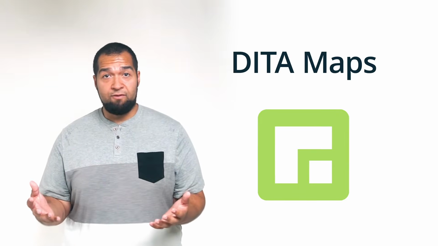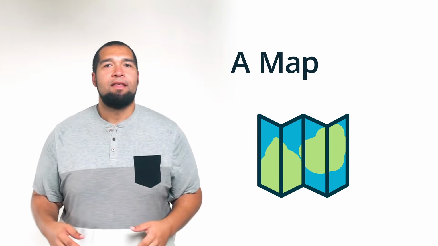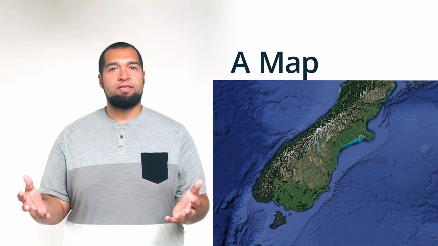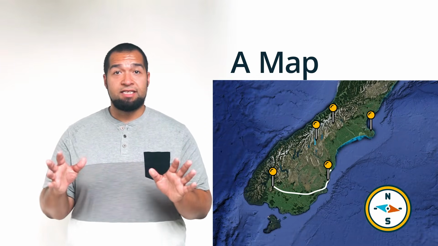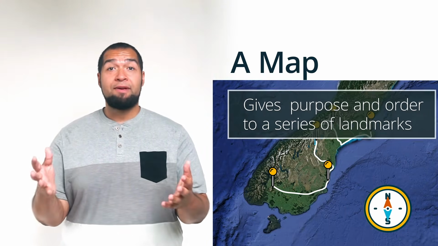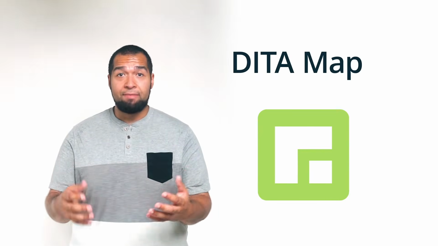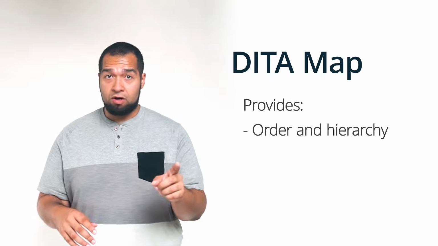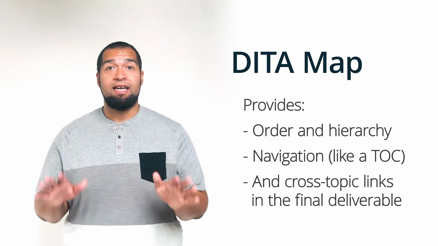This is where maps become helpful. You can think of a map as a map. If you as a traveler embark on a cross-country road trip, you probably know about some of the landmarks along the route. But you need a map to give you direction, the distance, the order of landmarks, and the whole surrounding terrain. A map gives purpose and order to a series of landmarks. In the same way, a DITA map gives purpose and order to a pile of topics. A DITA map provides order and hierarchy, navigation, like a table of contents, and cross-topic links in the final deliverable.